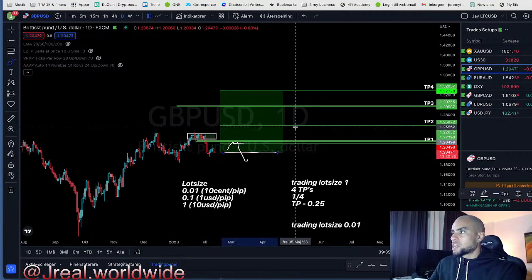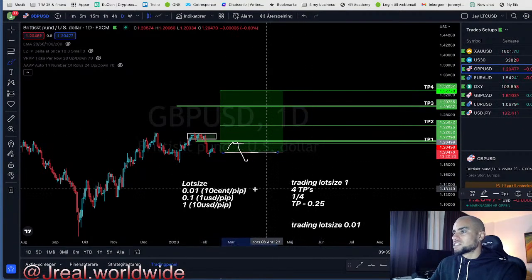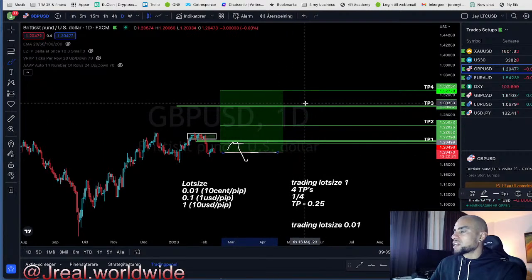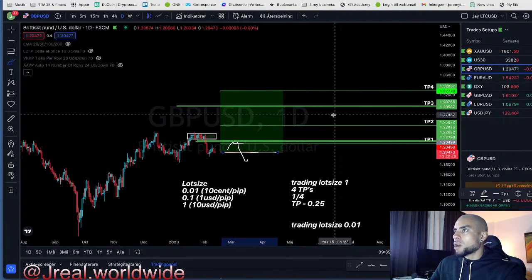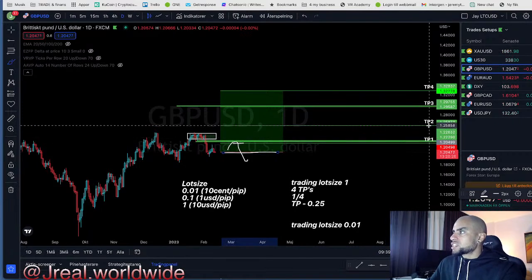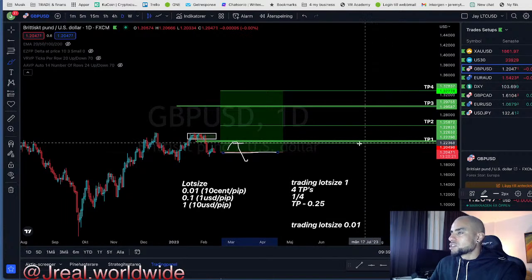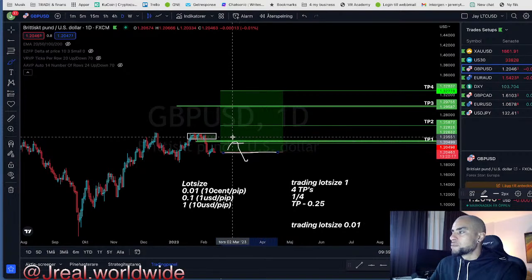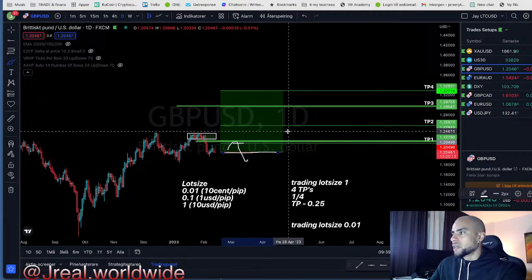So take profit 1, take profit 2. If you use a lot size 0.01, don't even look at TP3 or TP4. But I would recommend take profit 2 is of course a little bit more risky. So it depends on what trade it is. If you don't really know what to do, stick to TP1. If you want to take more risk, take TP2. All right.